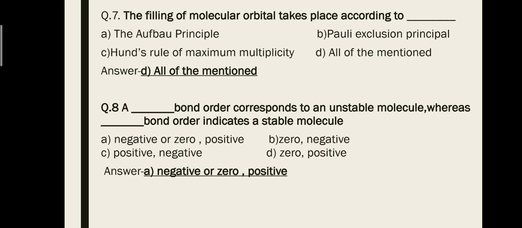Question number 8. A blank bond order corresponds to an unstable molecule, whereas a blank bond order indicates a stable molecule. Options are A. Negative or 0, and positive. Option B. 0 and negative. Option C. Positive and negative. Option D. 0 and positive. The correct answer is A. Negative or 0 and positive.